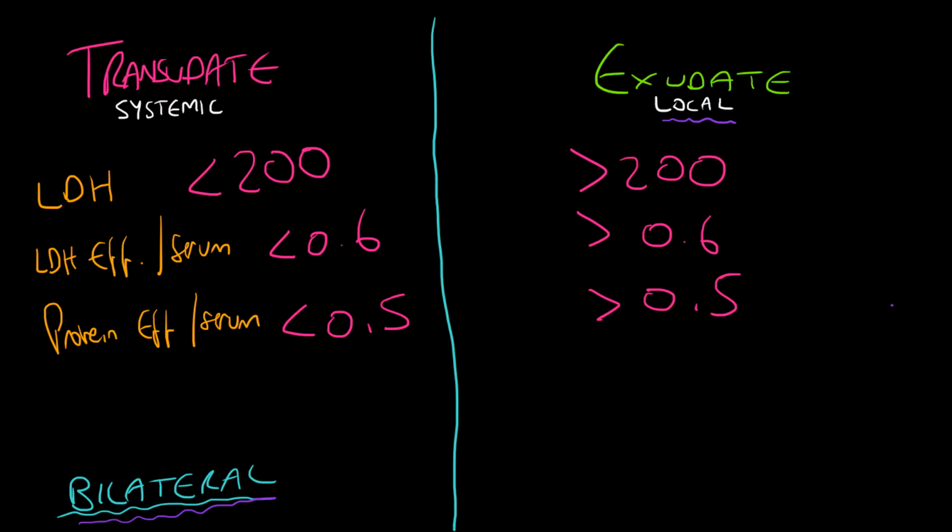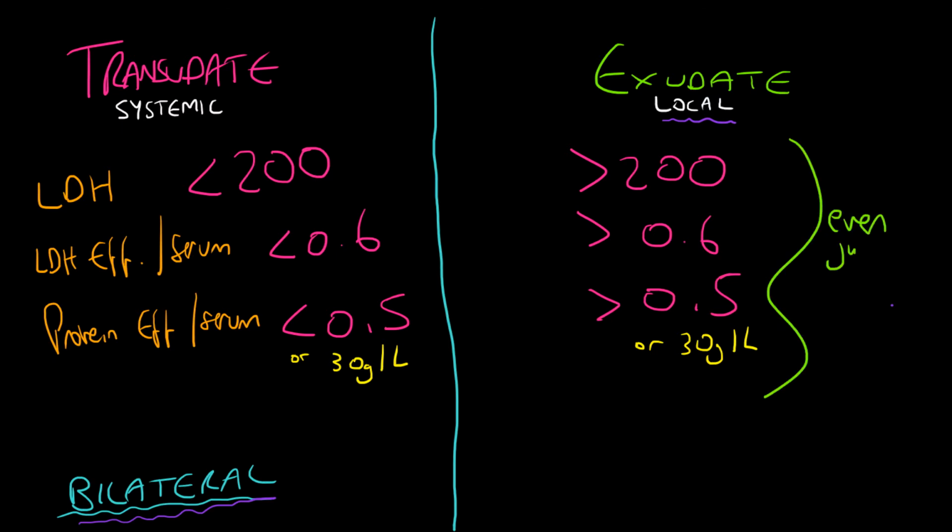Whereas exudates have LDH levels above 200, above 0.6 for the LDH effusion to serum ratio, and above 0.5 for the protein effusion to serum ratio. So all the values are the same. The transudates are just below those values and the exudates are above those values. Some textbooks quote the protein levels as 30 grams per litre instead of the 0.5 ratio. And even just one of those characteristics of an exudate makes it an exudate. So it doesn't have to be all three, it can be just one. And this is called Light's criteria, and it's really important you remember this. This does crop up in exams.